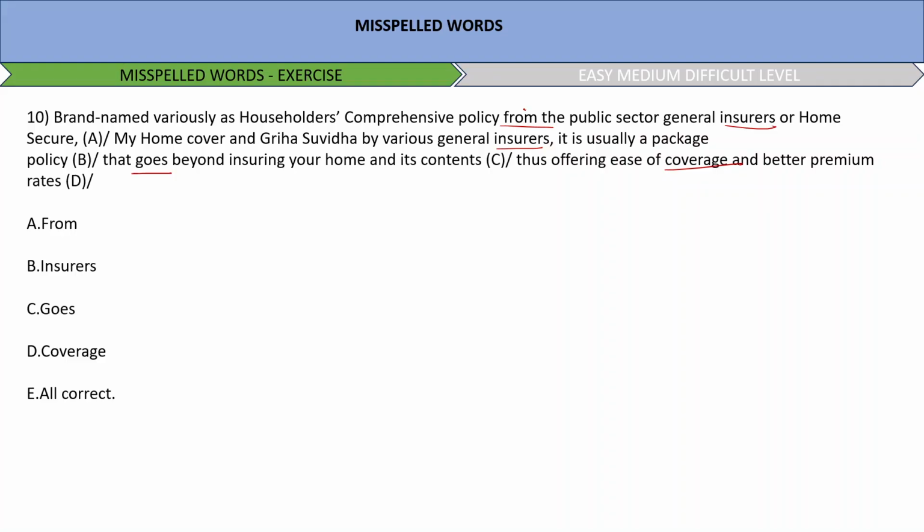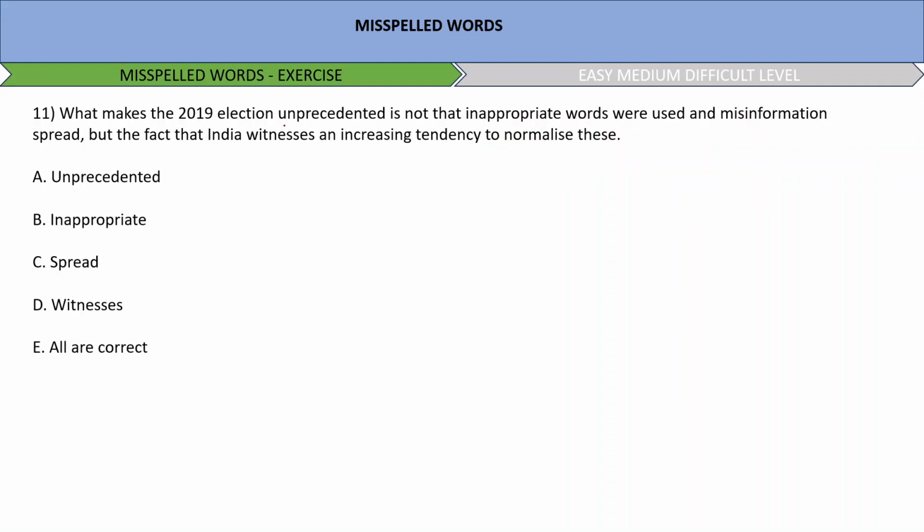Okay. What makes the 2019 election unprecedented is not that inappropriate words were used and misinformation spread, but the fact that India witnesses an increasing tendency to normalize these. Definitely, witnesses spelling is wrong here.